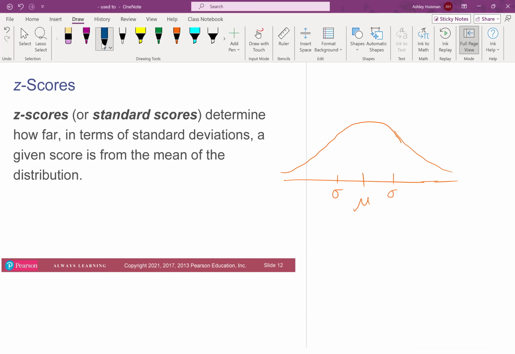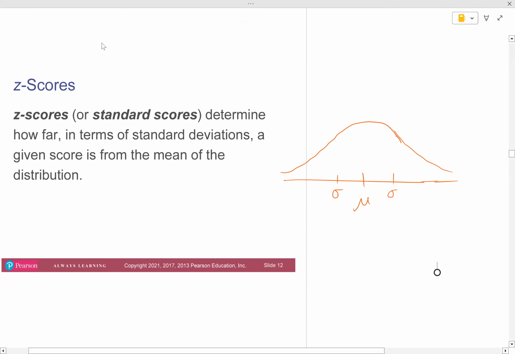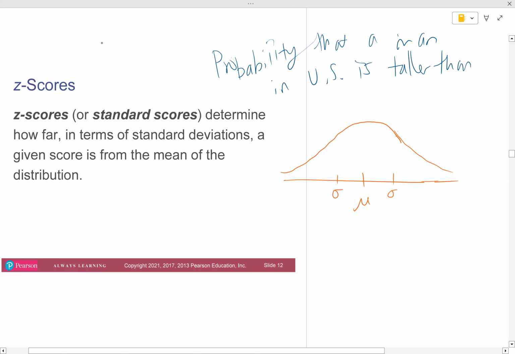But what I want to do is be able to take any random data value. Let's say we're still talking about the heights of men in the US. If someone asked, what's the probability that a man in the United States is taller than 6'2" or something like that?